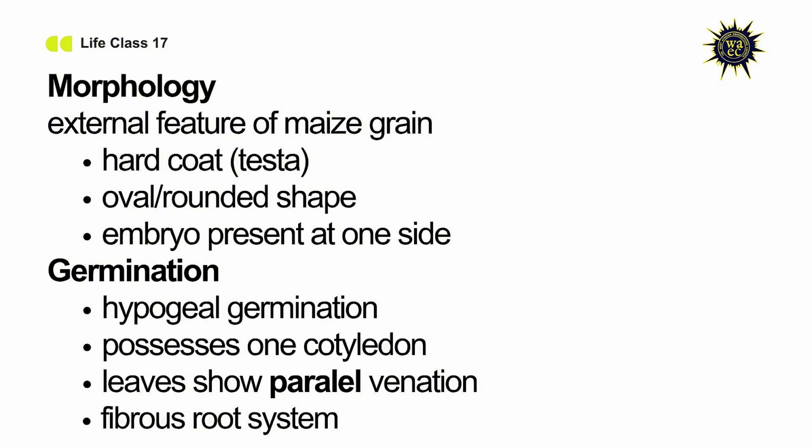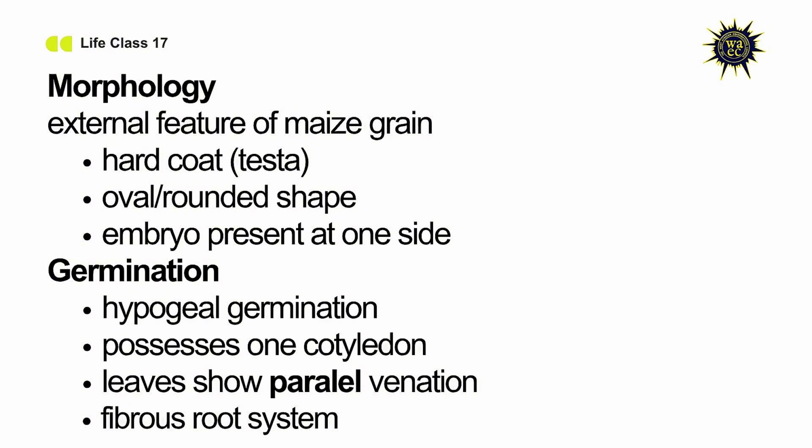You can actually peel it. So that hard coat is called the testa. Then it is oval or rounded in shape. Now the embryo is present at one side. So if you look at the base of the seed, you can find the embryo there. So germination of this plant is hypogeal. So it exhibits hypogeal germination.